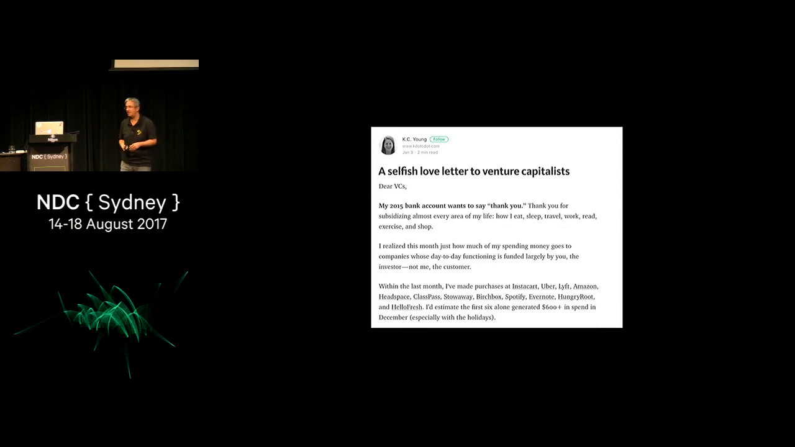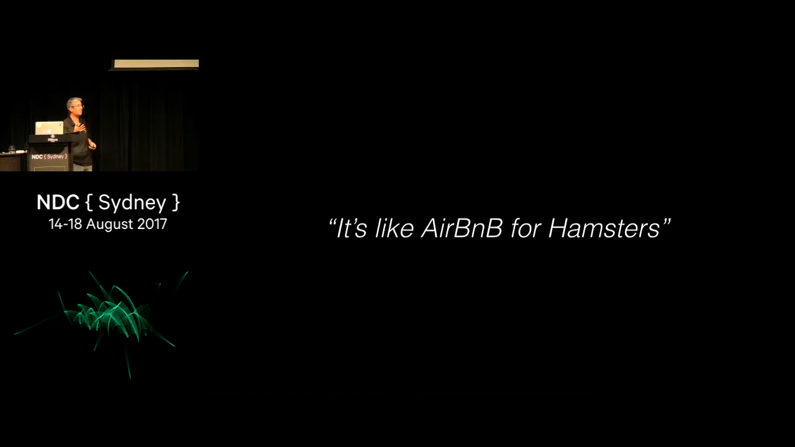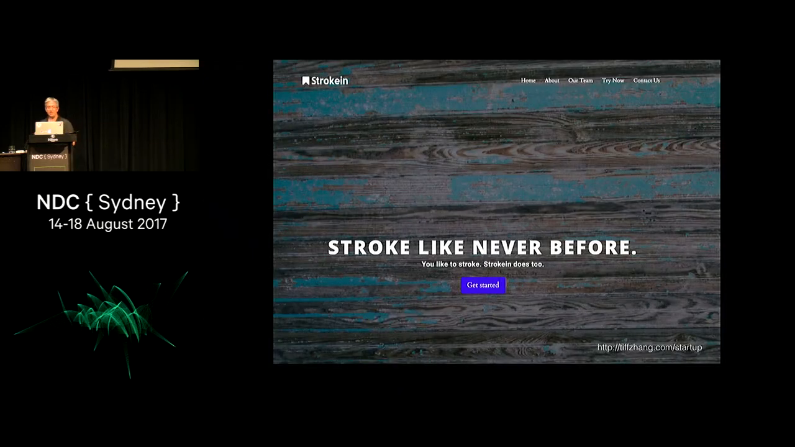And if you think about it, VCs are awesome. And nowadays, you don't even have to have a good idea to be backed by VCs, right? I mean, Snapchat, who would have thought that I can take a picture and don't even have to store it, and there you go, I get money for it. You can just come up with ideas. In fact, you can just take existing ideas and adapt them. You know, it's like Airbnb for hamsters. Or we should Uberize cat shaving. You don't even have to come up with an idea yourself.